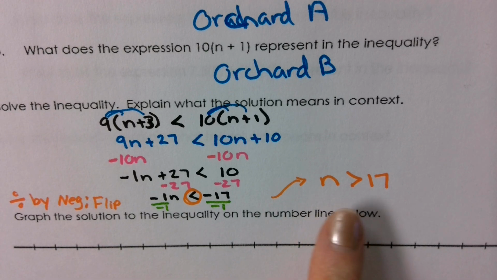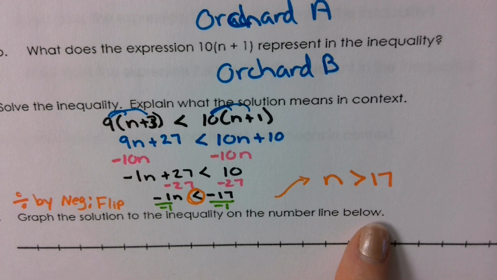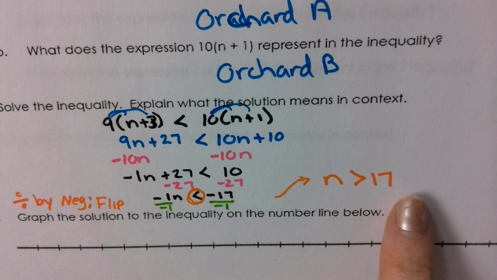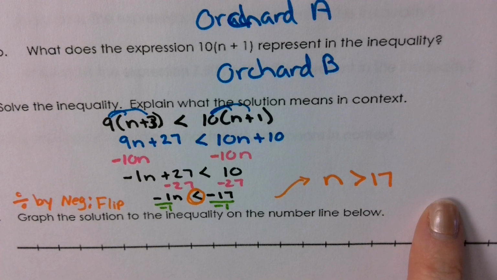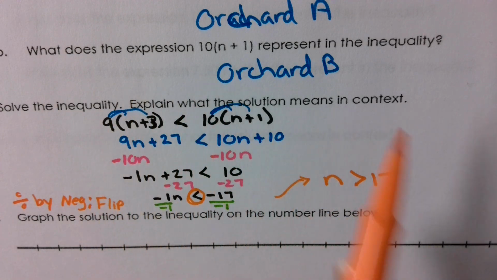Yeah. At this point, this is the point when Orchard A becomes cheaper. That's what you're trying to say. When they're talking about the context of the problem, when you have more than 17 students attending that field trip, it's cheaper to go to Orchard A. If there are exactly 17 students, then both orchards would actually be the same cost. Anything lower than 17, Orchard B is the better deal. That's what these inequalities are representing. So when they're saying explain the solution in its context, that is what they mean.